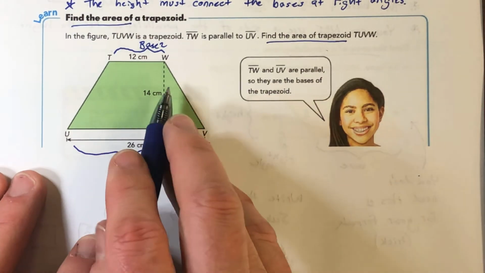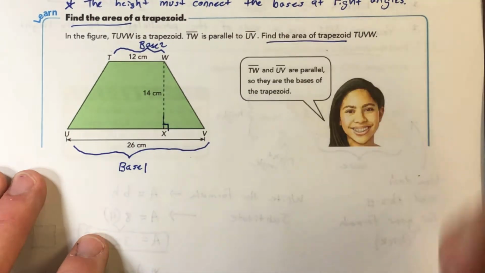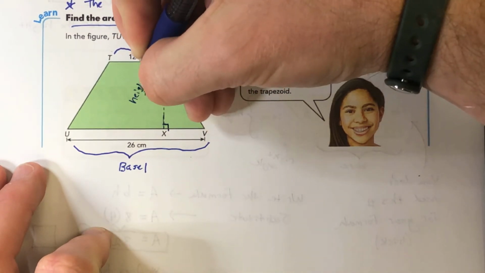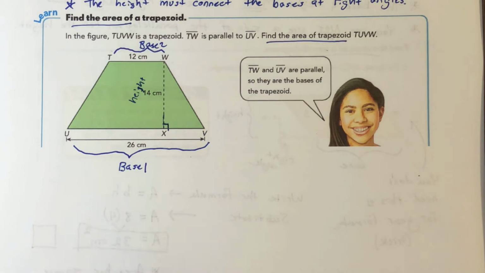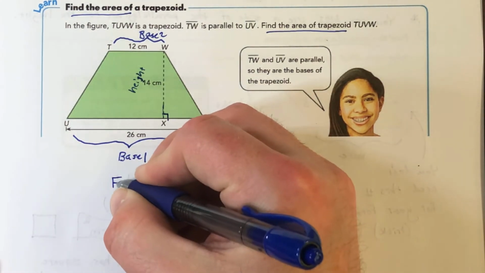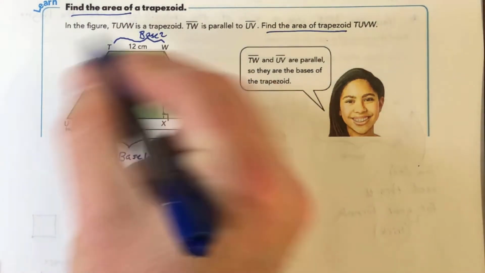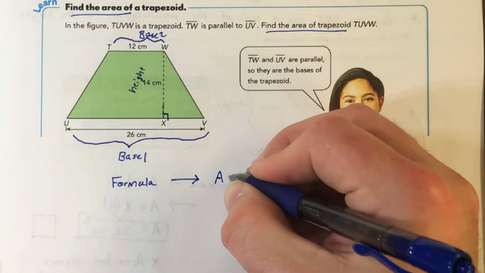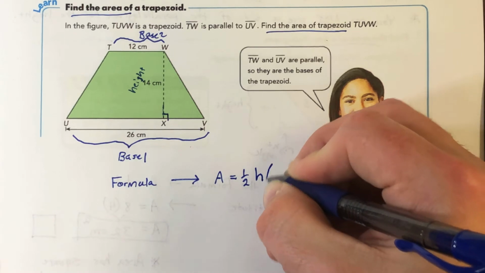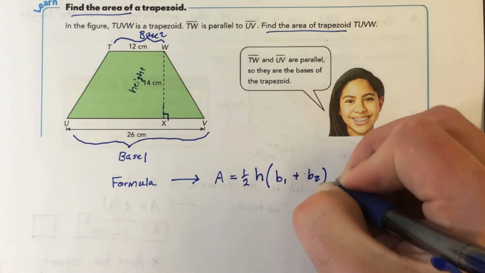All right, what else do I need? I need to know my height. I see my right angle right there, so that means 14 is my height. Okay, so what do I do now? First, write your formula. This is a trapezoid, so formula for a trapezoid is A equals 1/2 times height times, in parentheses, B sub 1 plus B sub 2.